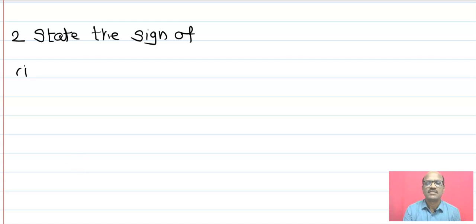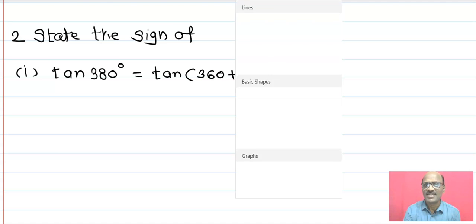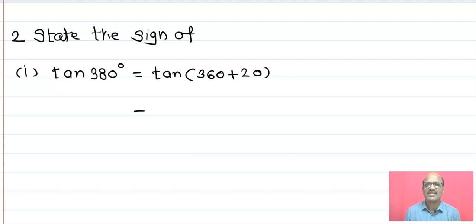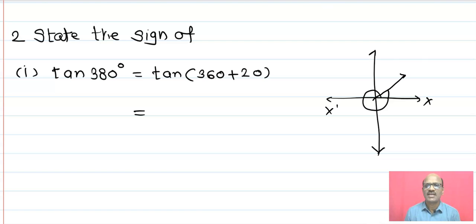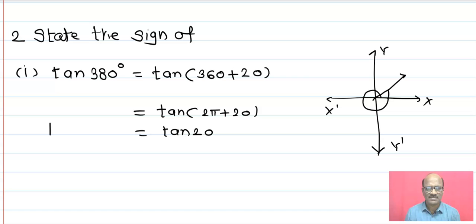State the sign of tan of 380. 380 is equal to 360 plus 20. Now 360 means what? One complete rotation, plus 20, and it comes in the first quadrant. And all the trigonometric functions in the first quadrant are positive, and therefore tan of 380 is positive. That is tan of 20.